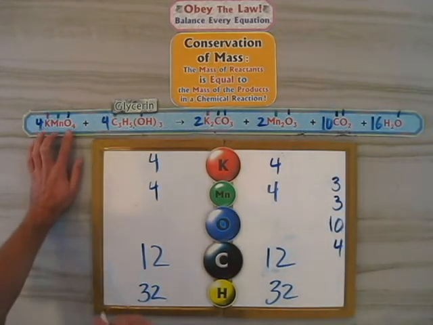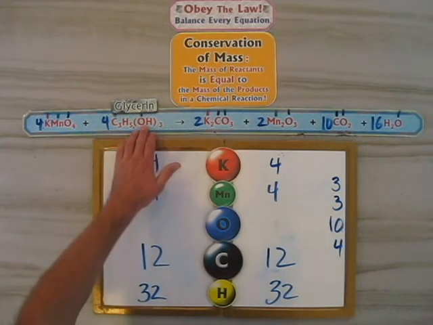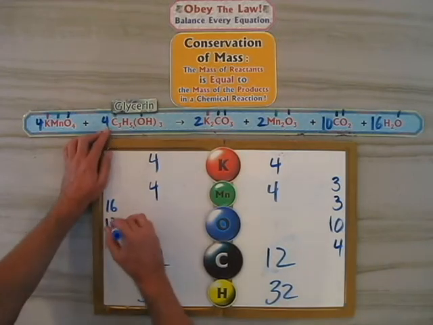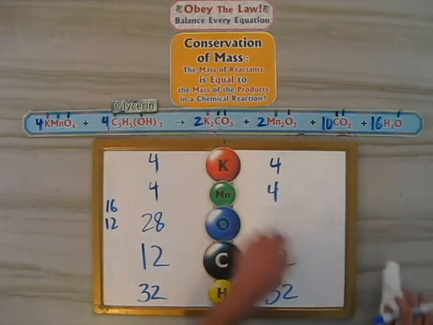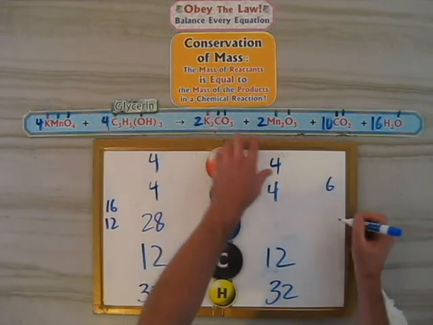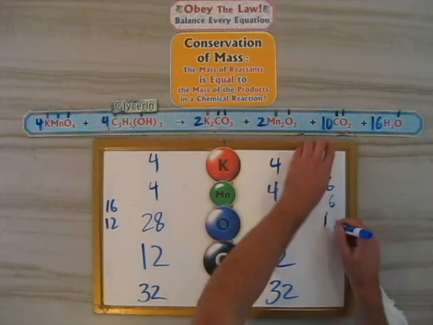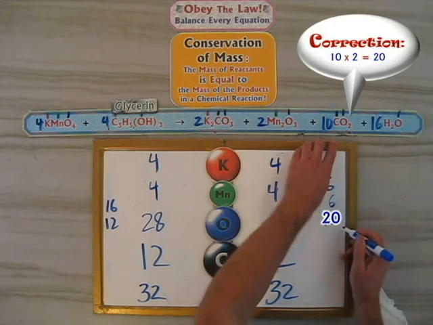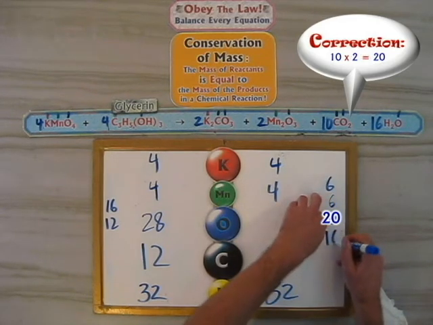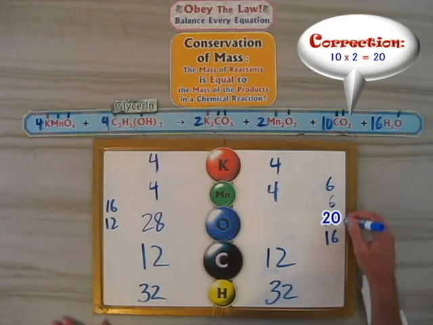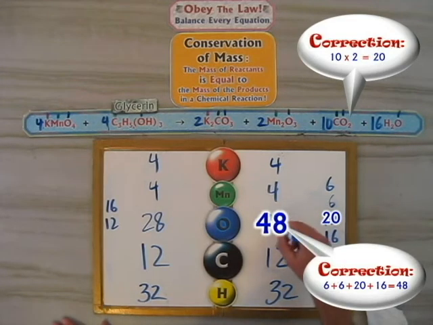So let's see. Oxygen, we've got 16 right there. And we've got, that's a 3, right? So then 12. Okay, 16, 28 oxygen. Let's see what we've got over here for oxygen. We've got 6. We've got 10. Okay, 22. And then we've got 16 more. So that's 26 plus 12. That's 38. Oops. So the oxygen is a little bit off.